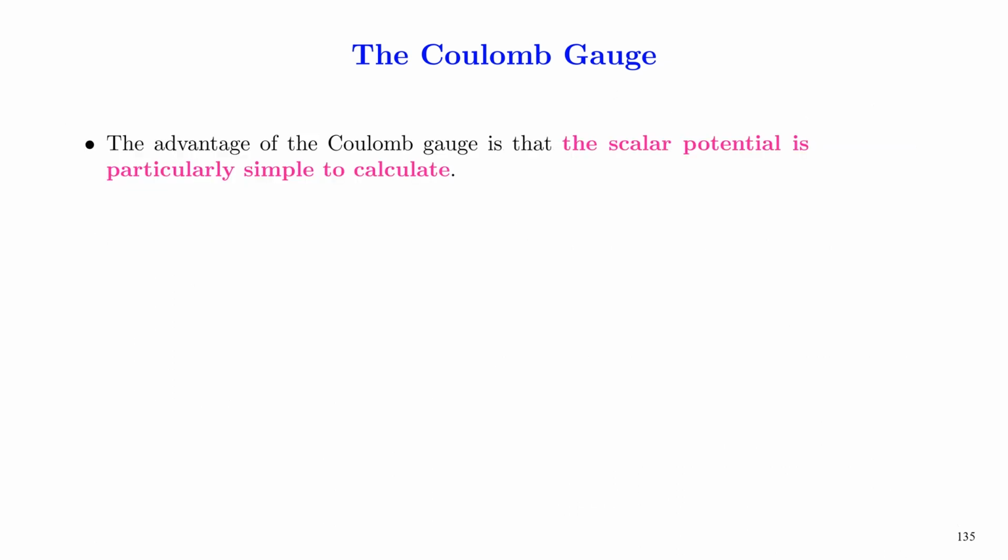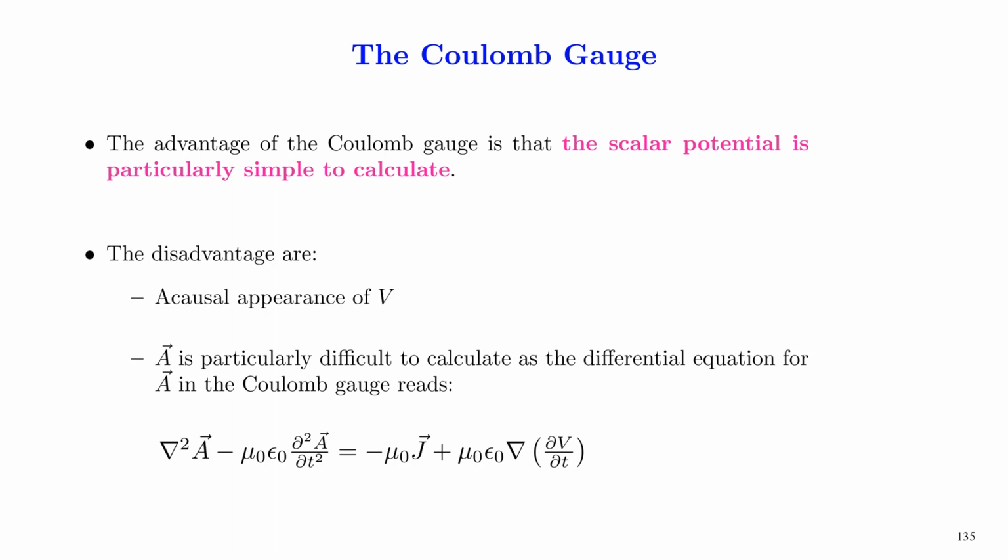Now the advantage of the Coulomb gauge is that the scalar potential is particularly simple to calculate. And the major disadvantages are the acausal appearance of V, as we have seen in the previous example, and that the vector potential A is particularly difficult to calculate, as the differential equation for A in the Coulomb gauge is a little bit complicated, as we have seen in equation number 19, which has been reproduced here.